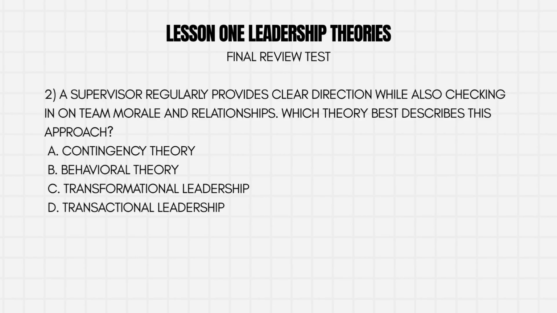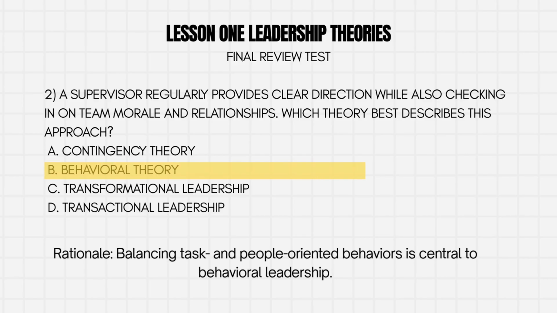Question 2. A supervisor regularly provides clear direction while also checking in on team morale and relationships. Which theory best describes that approach? A. Contingency theory. B. Behavioral theory. C. Transformational leadership. Or D. Transactional leadership. The answer is B. Behavioral theory. The rationale: balancing task and people-oriented behaviors is central to behavioral leadership.